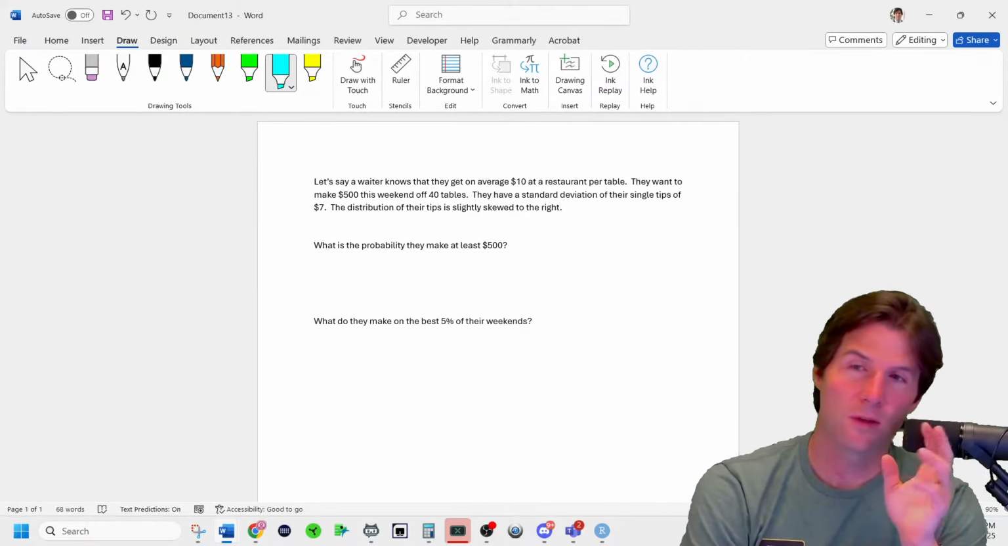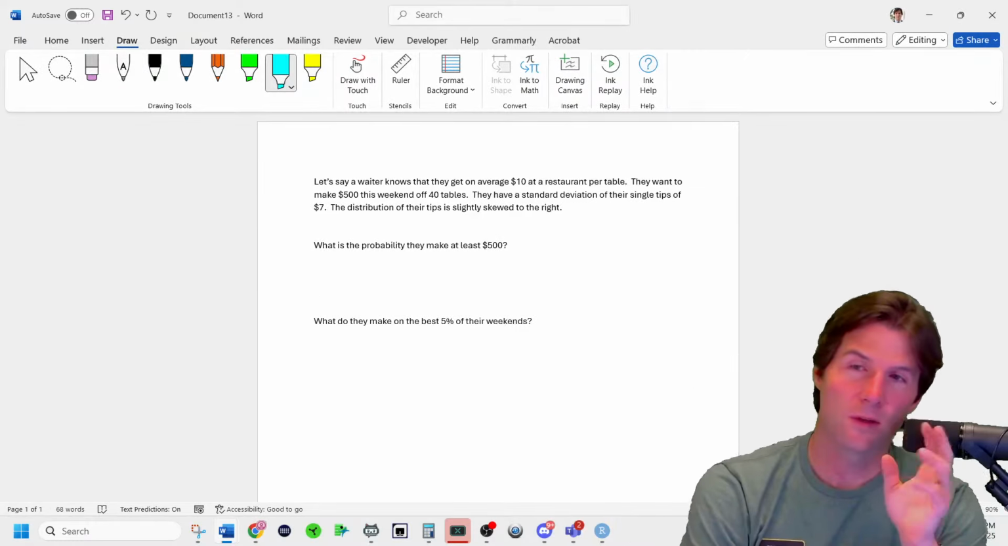All 40 tables, so that's going to be the sample size n right there, which we could also mark down here as sample size. It says the standard deviation is 7. There you go. And I think we have a lot of this in here now. And now we need to find y bar. So y bar is what they need to make on average. To find out, we simply take the sum of the observations and divide by n, which is going to be $500 divided by 40.